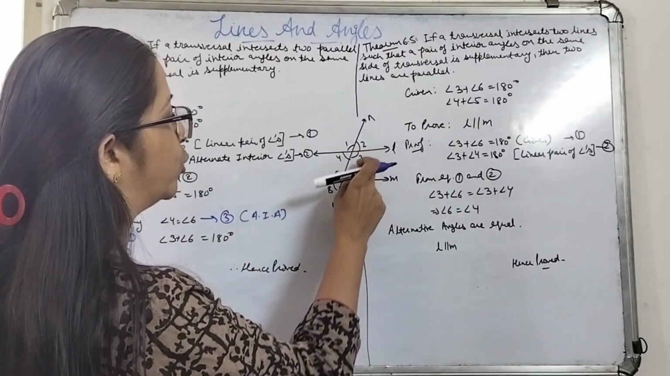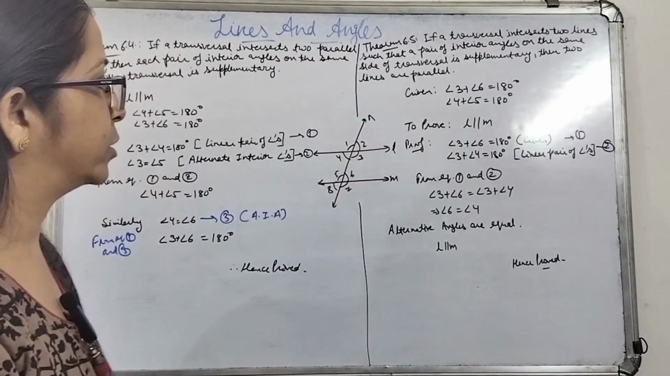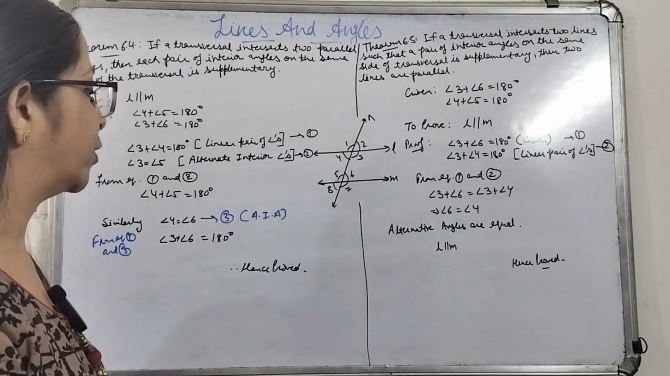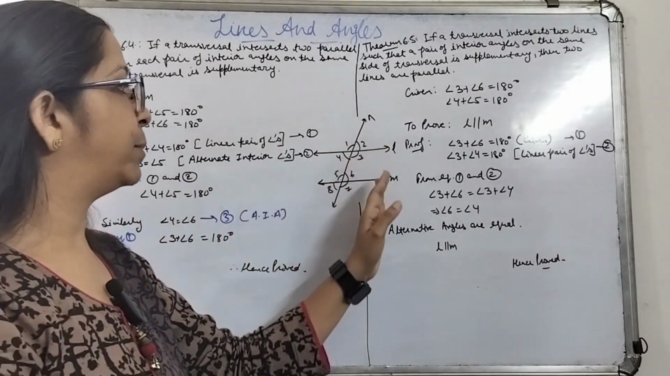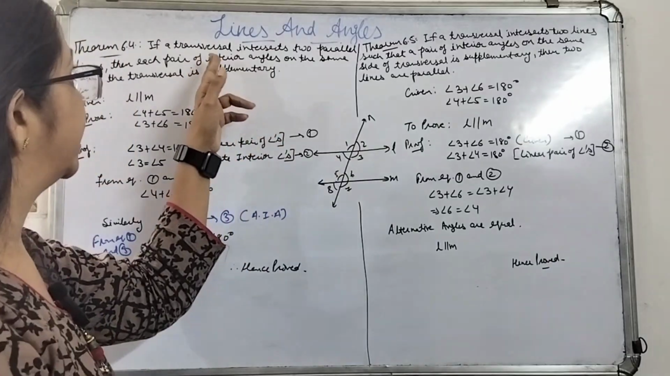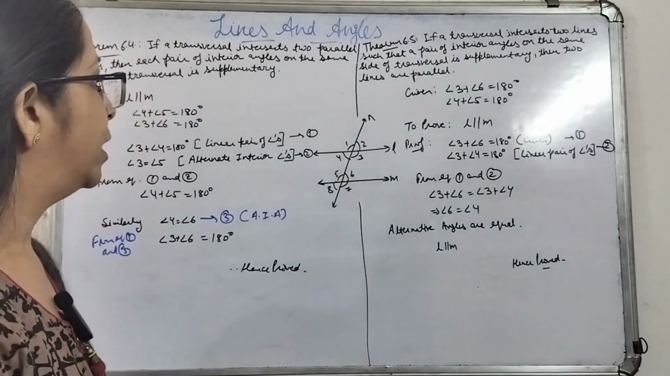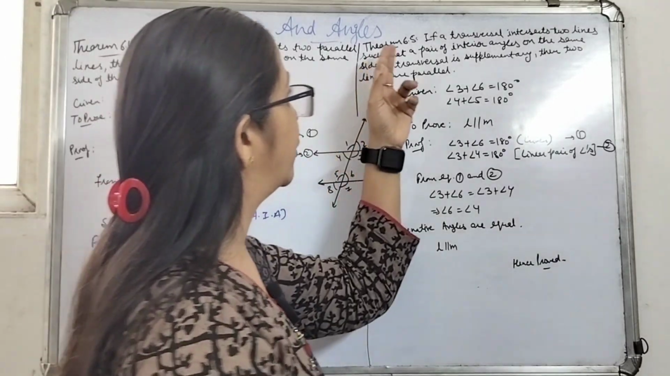And this was to be proved, that the sum of interior angles on the same side of the transversal is supplementary. It is equal to 180 degrees. So if lines are parallel, then the sum of the interior angles on the same side of the transversal will be 180 degrees. Now the next theorem is theorem 6.5.